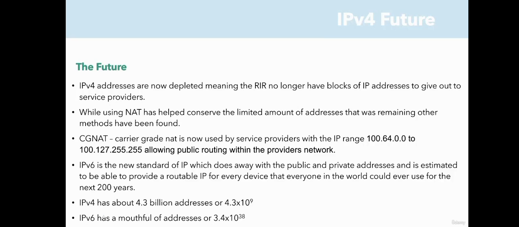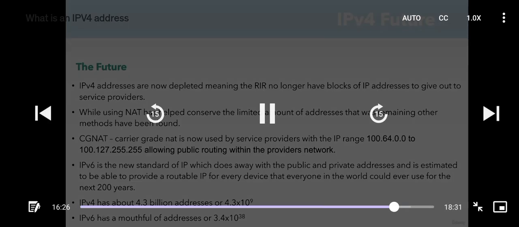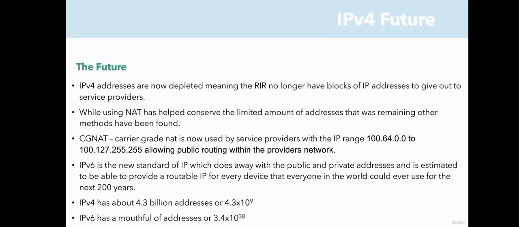So IPv6 is the new standard of IP, which does away with the public and private address concepts. It's estimated to be able to provide routable IPs for every device that everyone in the world could ever use for the next couple of hundred years. I did read one report that it's believed that there will be more addresses on IPv6 than there are grains of sand on the planet. Whether that's exactly true, because no one's obviously counting all the grains of sand, but it's a lot.